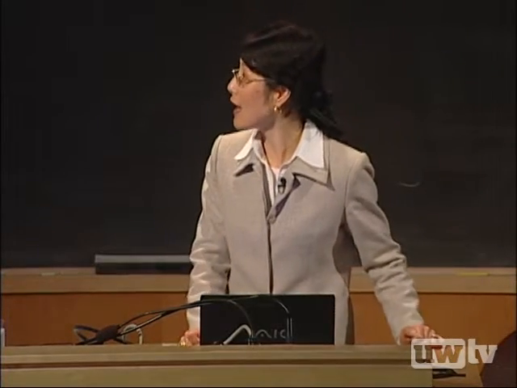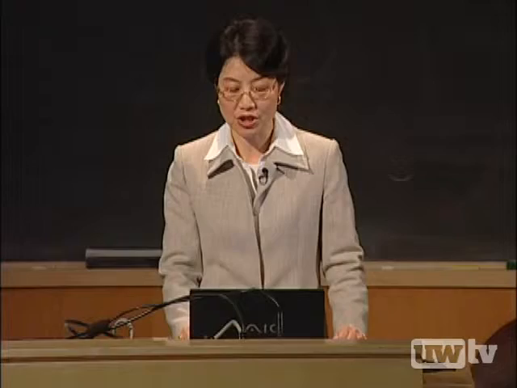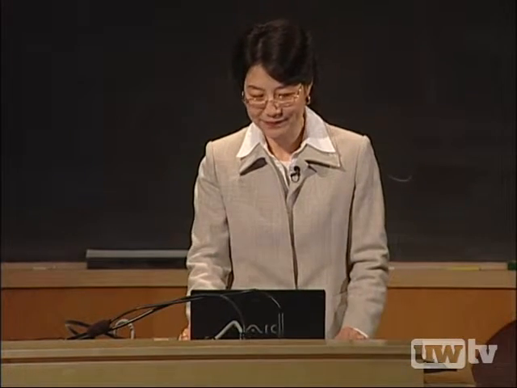So after today's talk, I hope you'll be able to achieve these learning objectives: to describe the resolution of chromosome genomic array testing in comparison with those of G-banding cytogenetics and FISH, and list 3 advantages of genomic array testing. You'll be able to know the definition of copy-neutral loss of heterozygosity and appreciate its diagnostic and prognostic value in neoplasia. Finally, to be able to describe at least one strategy to distinguish acquired clonal aberrations from constitutional changes.